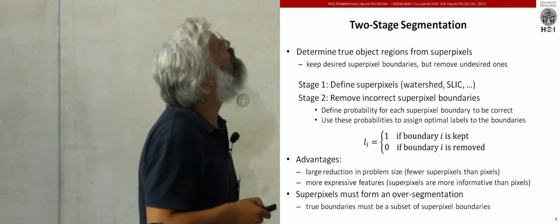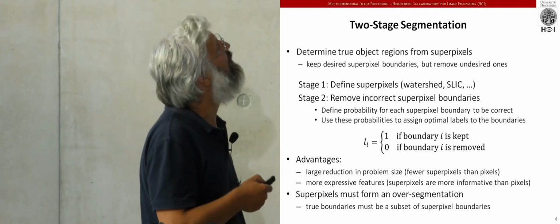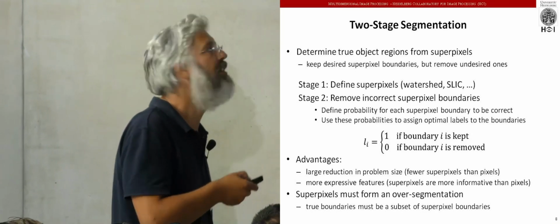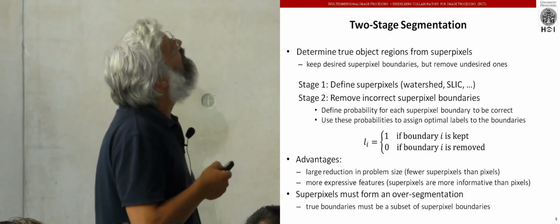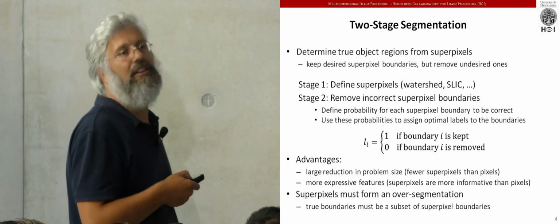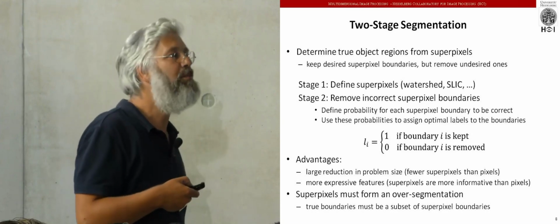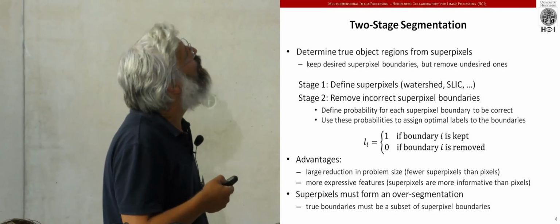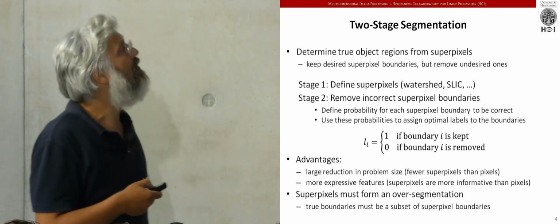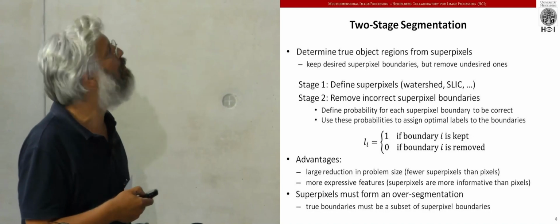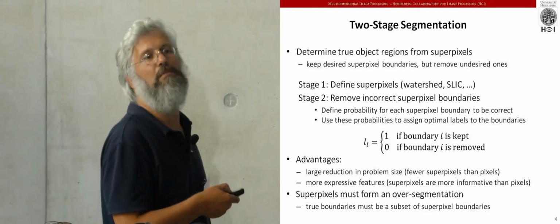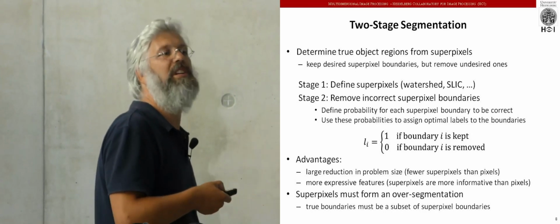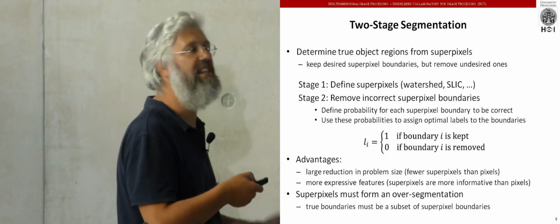So this now reduces the task of segmentation to a two-stage procedure. We start with superpixels; there are various ways. I showed watersheds, but there's also, for example, the SLIC algorithm and various others. And then in step 2, we try to identify the relevant boundaries of the superpixels and delete the irrelevant boundaries. To do that, we define a probability for each superpixel boundary to be correct, and then we use this probability to somehow assign labels to the superpixel boundaries, where label 1 means that we want to keep the boundary, so we believe it's correct, and 0 means we want to delete it.